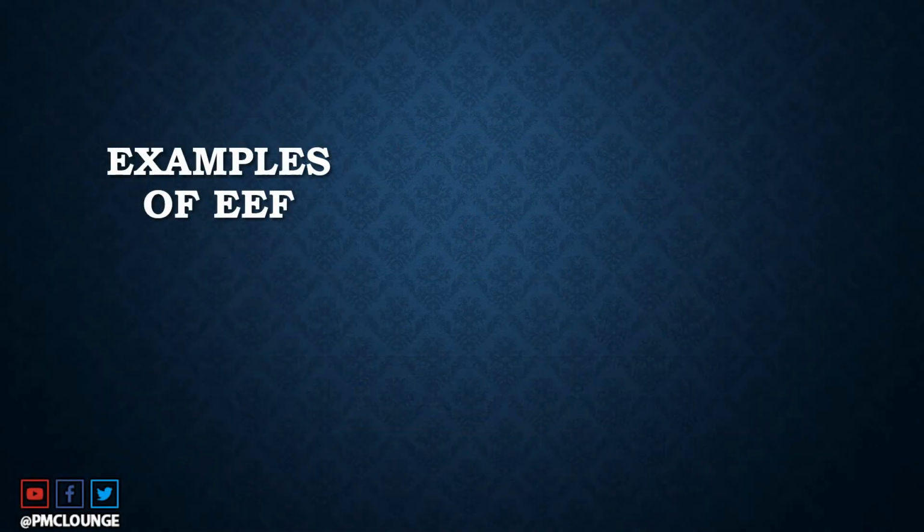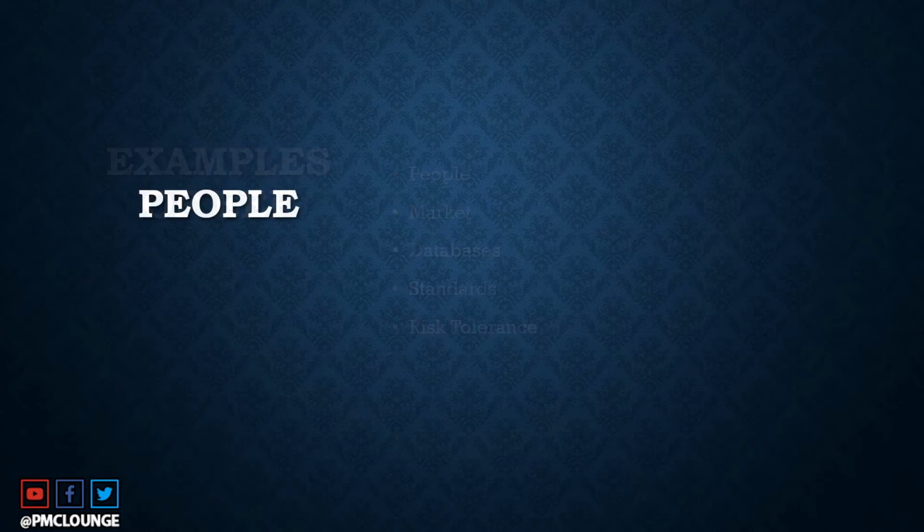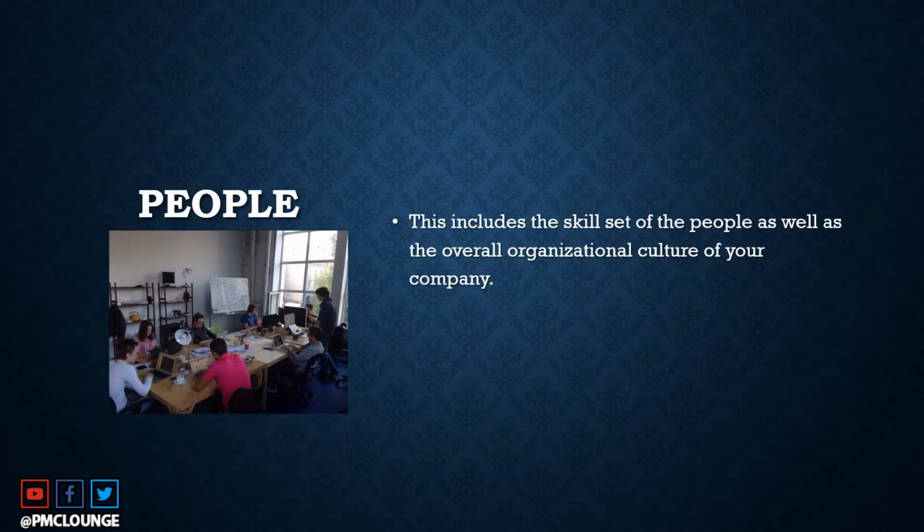So there are some other examples of EEF that you should be aware of. People, market, databases, standards, and risk tolerance. We will go over each one of these in the coming slides, and these are important examples, so do stick around. Now, it is important to understand when we say people, we actually mean all the skill set of the people working in your company, as well as the overall organizational culture, which is, of course, heavily defined by the people that work in your company.